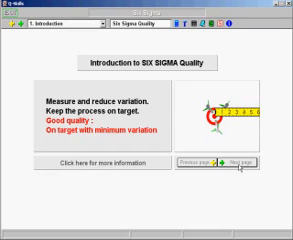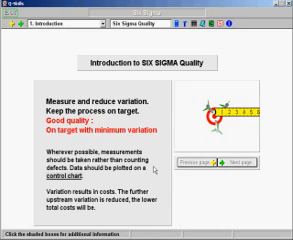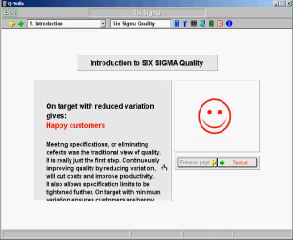As a result, what is much more important than counting defects is to measure variation, keep the process on target, and to reduce variation. And the way we do that is by plotting data on control charts. And as I mentioned, we'll be learning more about them later. So, provided that we do maintain processes on target and we do reduce variation, we'll end up with happy customers.